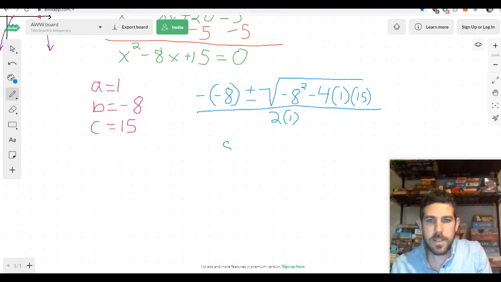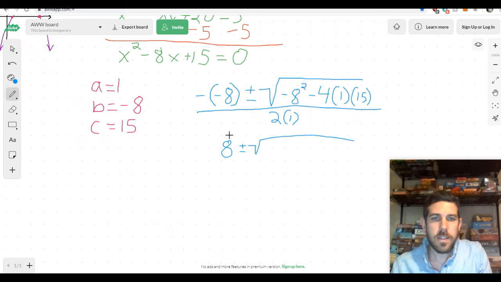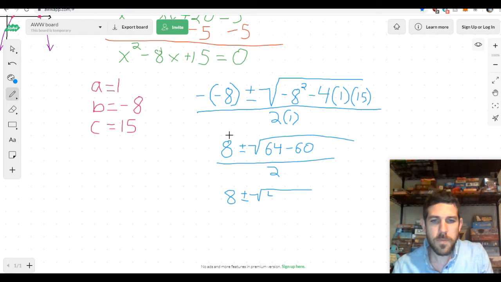-8, that does become a positive 8 like we thought it would, plus or minus the square root of -8 squared. Well, -8 times -8 is going to be a positive 64. See, watch out, these negatives are really trying to get us. And then -4 times 1 times 15 will be -60. And all of this gets divided by 2 times 1, which is just 2. All right, let's keep going. 8 plus or minus, inside of the square root we'll do this 64 minus 60, which becomes 4, all divided by 2.